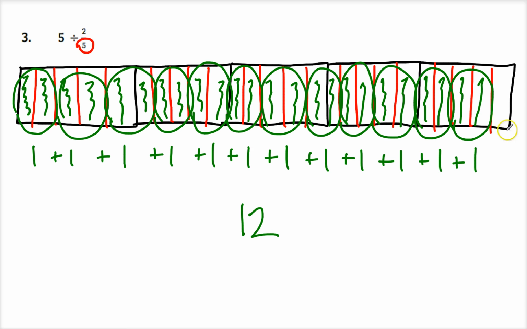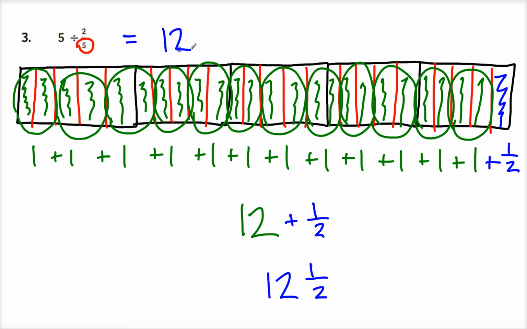But then let's think about what fraction of a group this last piece right here is. Well, since every group has 2 pieces in it, if I only have 1 piece as my last group, then I have half of a group. So the answer to this problem is going to be 12 plus 1/2, or the mixed number 12 and 1/2.